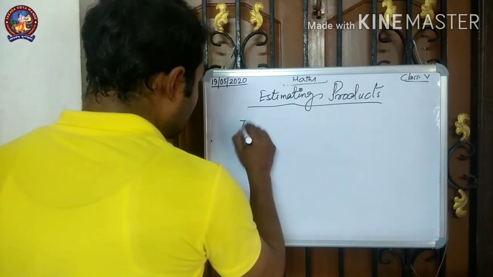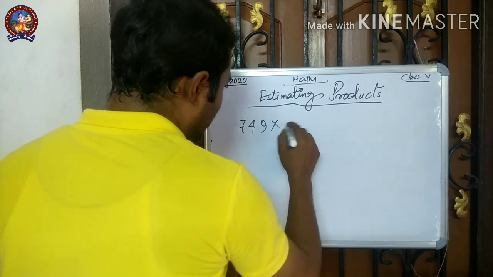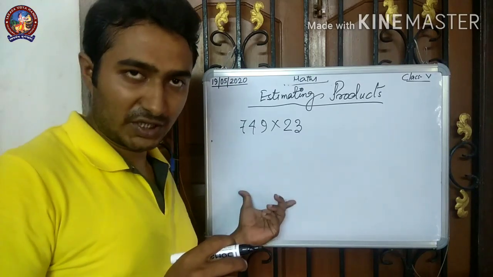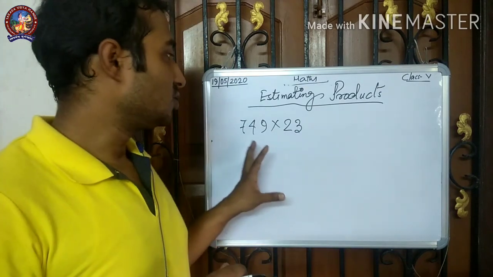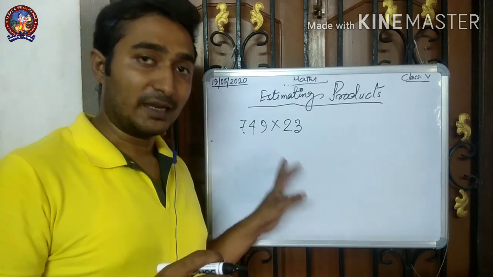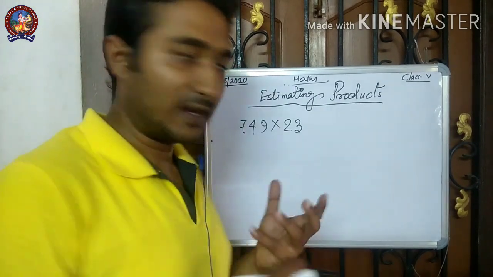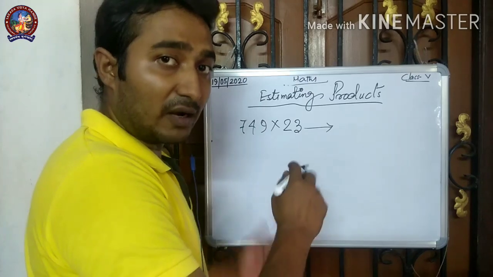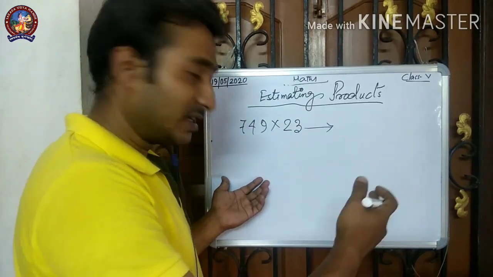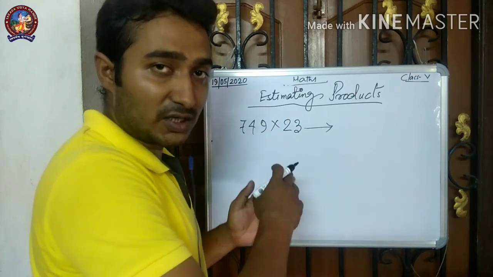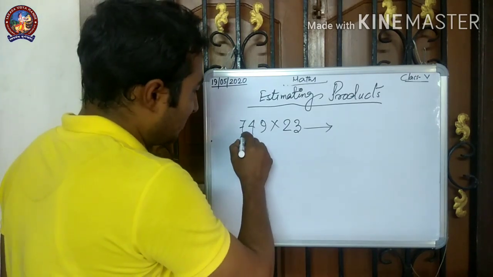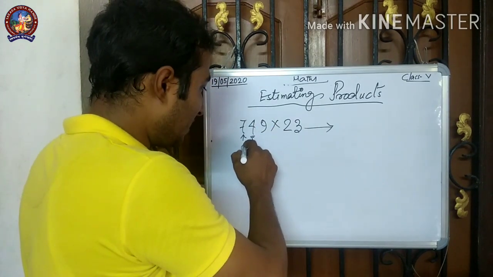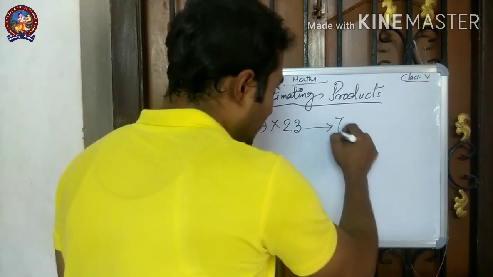Like a number is given, 749 multiplied by 23. If we actually multiply these numbers, it will take some calculation and some time. So to reduce the time of calculation, we use estimation and get a rough value. For that, we find the estimated value by rounding each number to its highest place value if no position is mentioned. Here the highest place value is hundreds, and the next digit is 4, which is less than 5, so 1 will not be added, so it will remain 700.